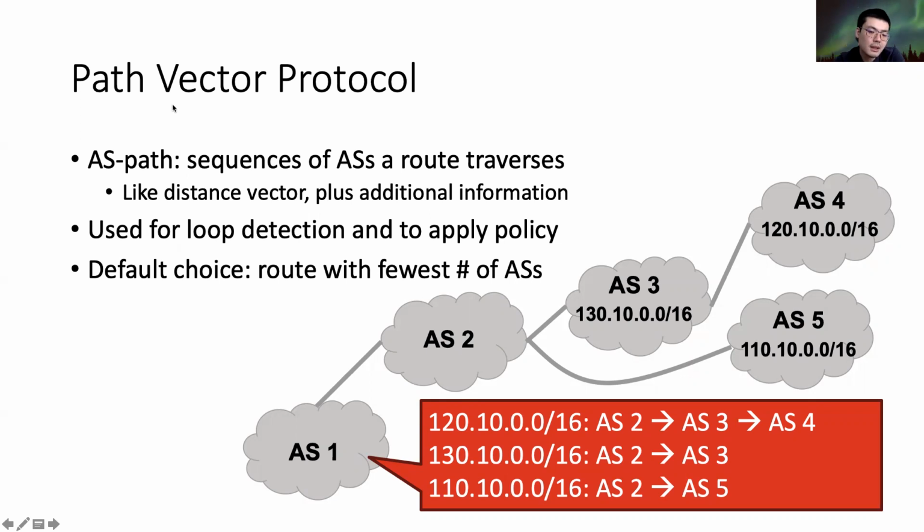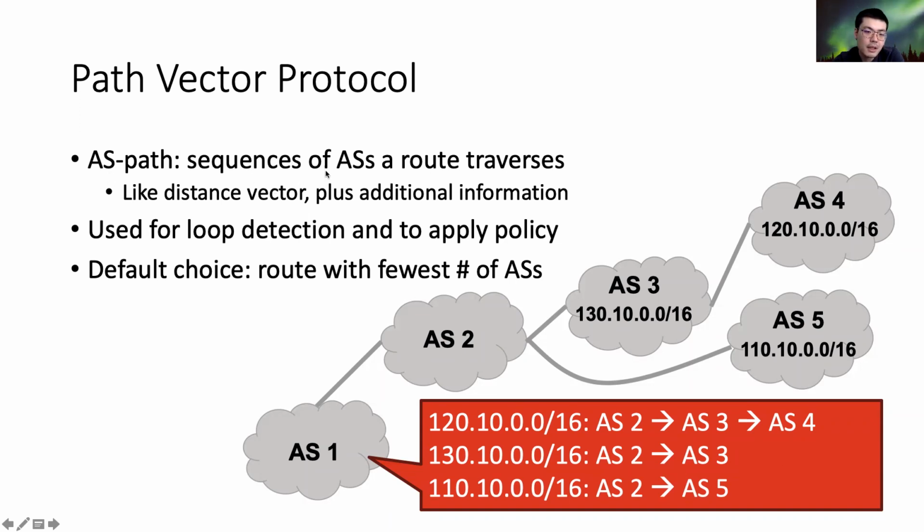But you are still running the Bellman-Ford algorithm, because if there's no additional policy, the default will be that I want to route through fewer ASes. We will see that shortly. The path we maintain here is the so-called AS path.